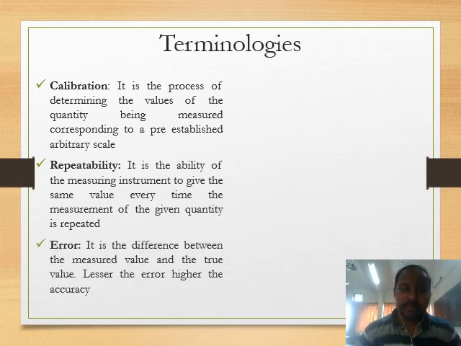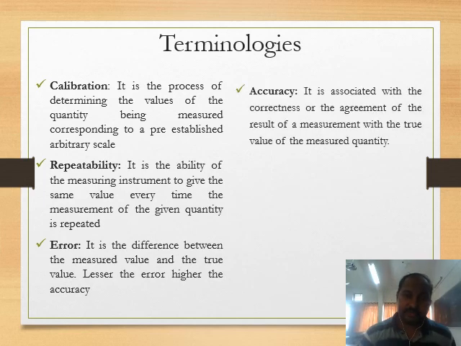Error. Error is always the difference between the measured value and the true value. The actual length, let me assume, is 10 mm. When I measure the same 10 mm with the help of a vernier caliper, it is giving 10.01 mm or 10.001 mm. The actual value is 10 mm, so the difference is 0.001. That difference value is nothing but the error. It is always expected to have a lesser error, which yields better accuracy.